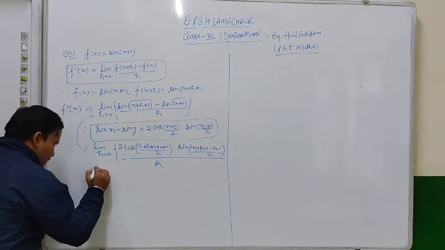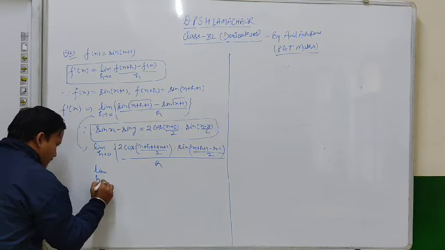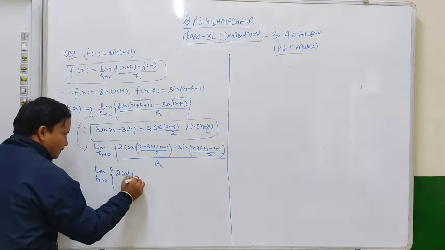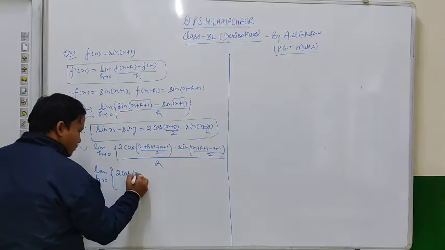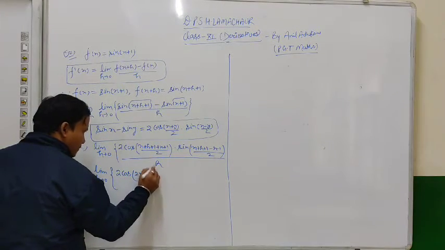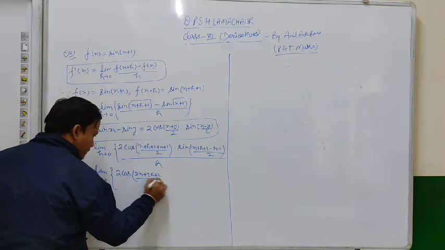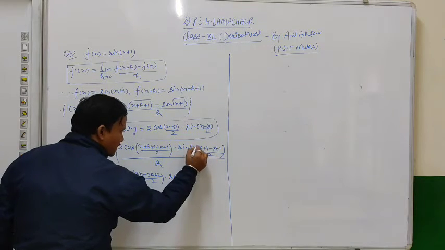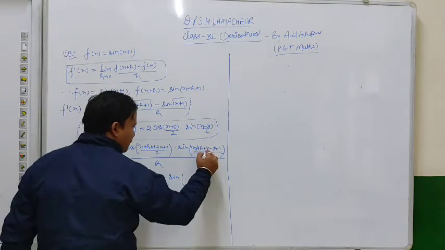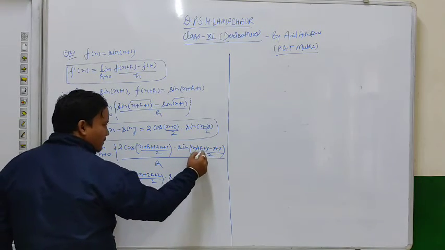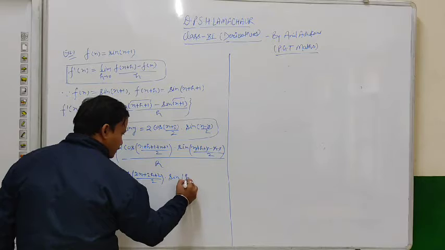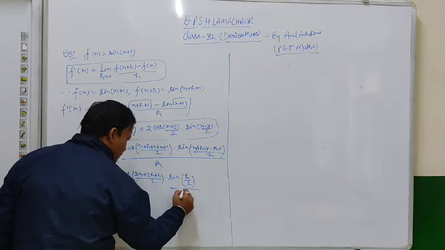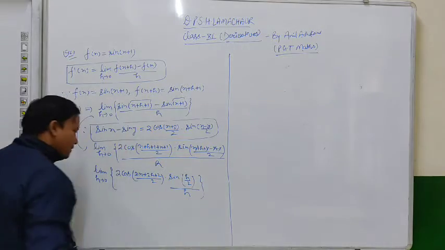So limit h tends to 0, here 2 times cos of (2x plus 2h plus 2) upon 2, into sin of... minus x plus x got cancelled out, plus 1 minus 1 got cancelled out. So here we get h upon 2, and divided by h. We can write it like this.